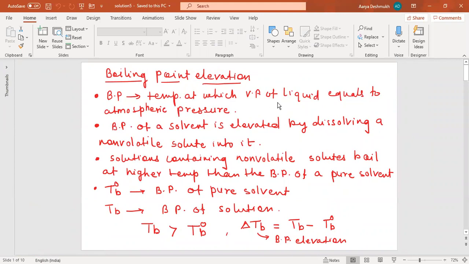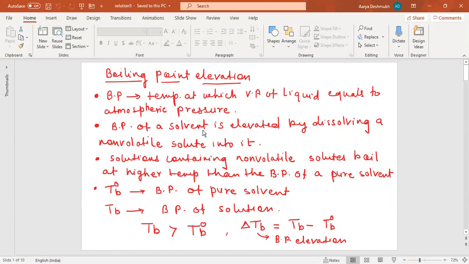So when the vapor pressure of the liquid of which we want to find the boiling point becomes equal to atmospheric pressure, at that temperature the liquid boils, or the solvent starts boiling.